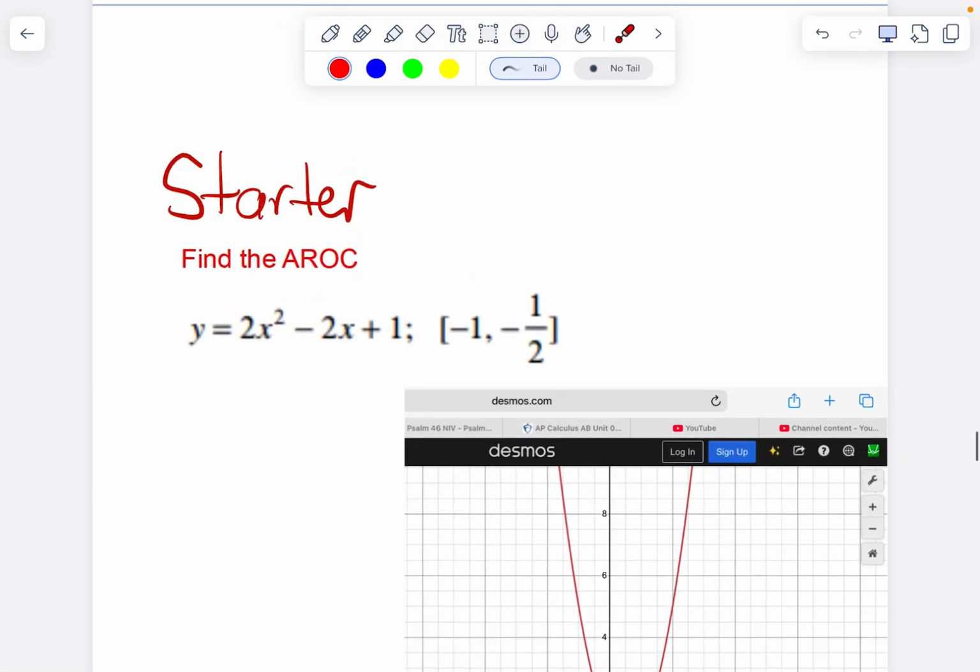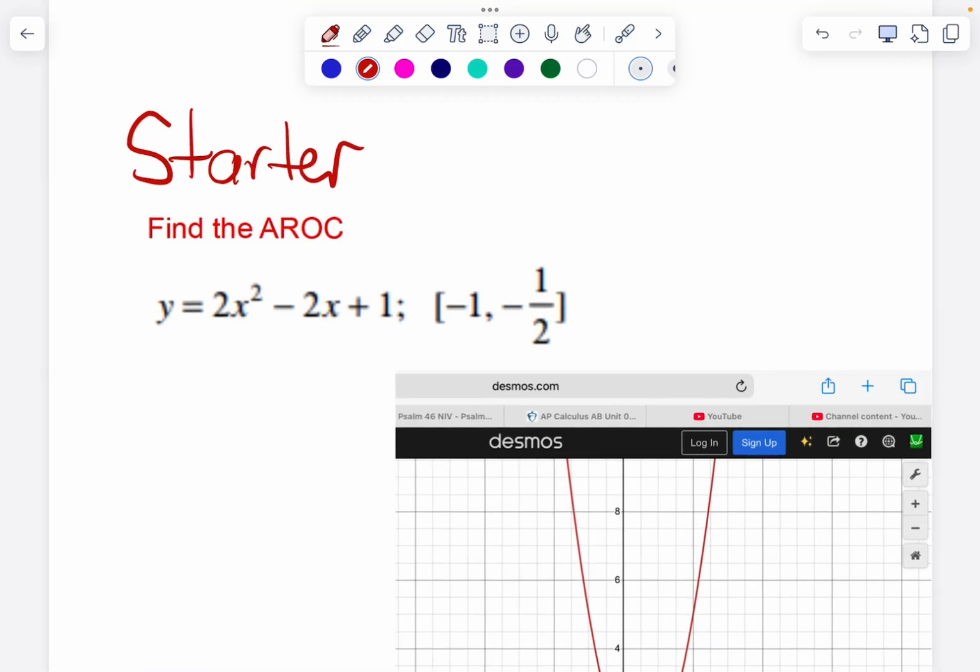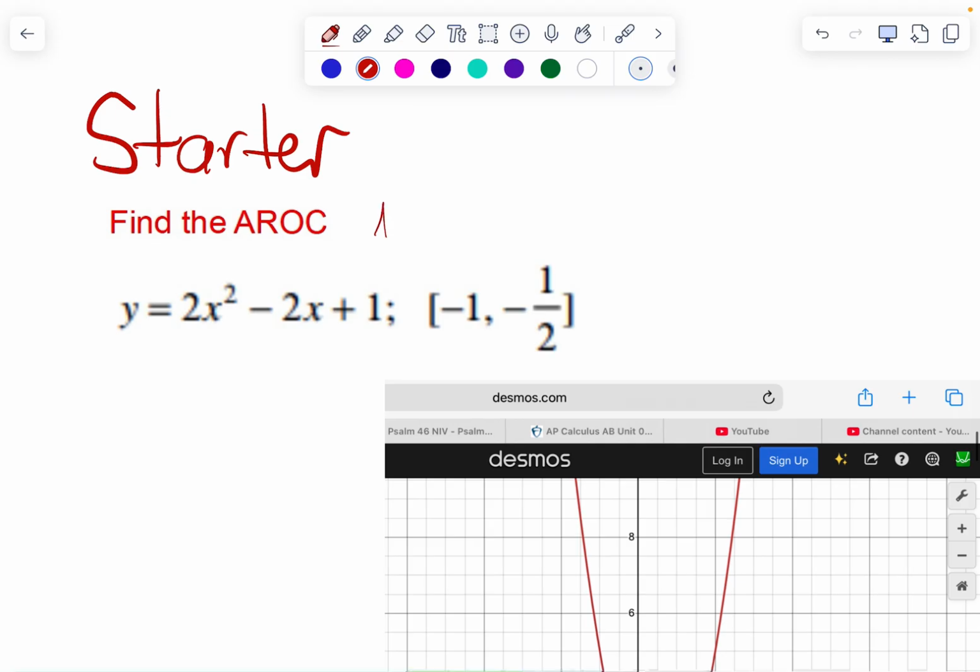So this is review for your upcoming final. What does AROC stand for? Good. What does it mean? Yeah, it's just a slope, right, between 2 points on some function.